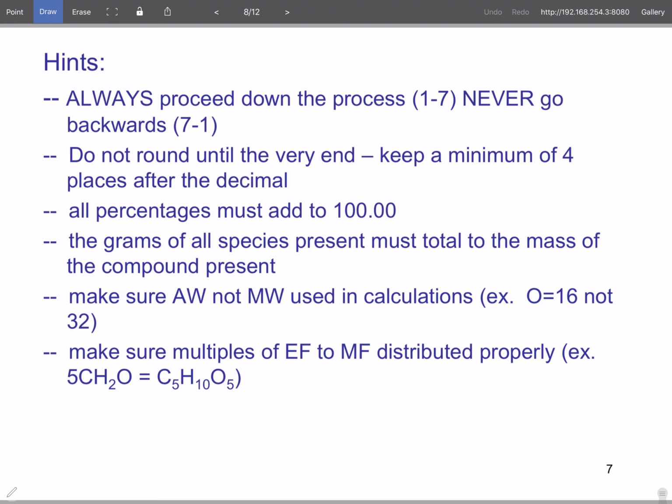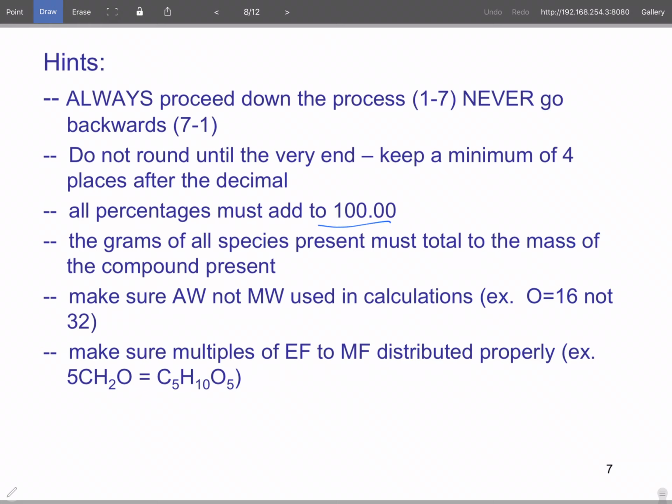So, some hints: always proceed forward down the process, never go backwards. Don't round until the very end. And this is actually critical because if you round too soon and you have really small numbers, then you tend to throw yourself out of whack. It usually affects weird rounding first, but okay.